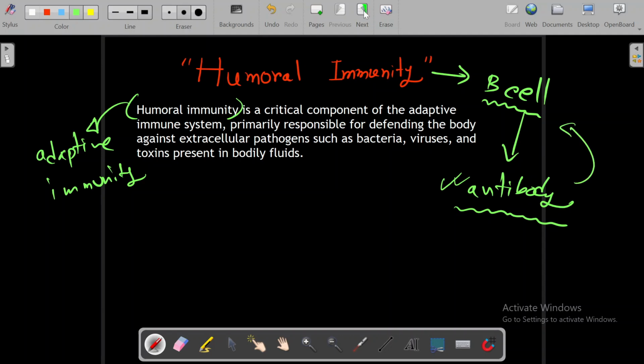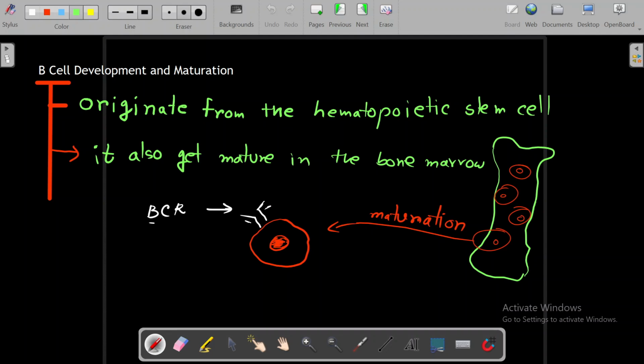Okay, now let's go to the next page. B cell development and maturation. As I said earlier, in humoral immunity mainly B cells are involved. For the activation of B cells and proper function, B cells need to be developed and matured. B cells mainly originate from the hematopoietic stem cell, and this hematopoietic stem cell is mainly located in the bone marrow. In the bone marrow there are many stem cells which can convert into many other types of cells.